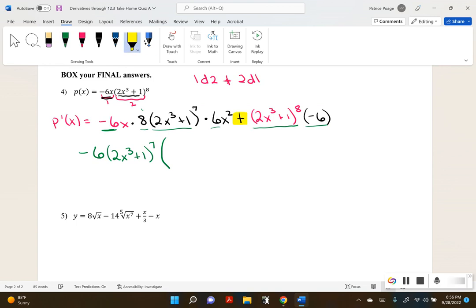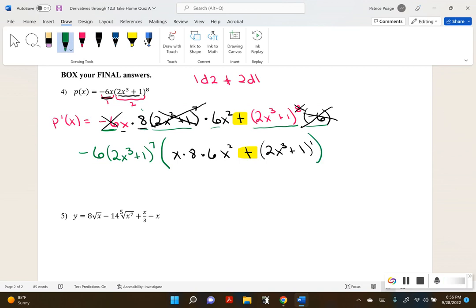so on the left side of this plus sign, I got rid of the negative 6 and I got rid of all 7 of those. So it leaves me with an x times an 8 times a 6x squared. Then don't forget your plus sign. And then on the right side, I got rid of the negative 6 completely and I got rid of 7 of the ugly terms. So it leaves me with 2x cubed plus 1 to the 1, just one of them.